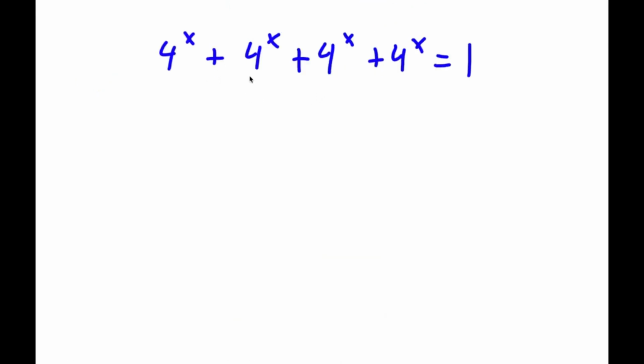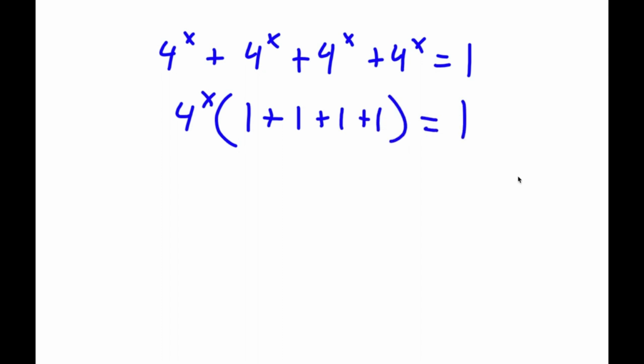Alright, so I have 4 to the power of x plus 4 to the power of x plus 4 to the power of x plus 4 to the power of x is equal to 1. Now the first thing I'm going to do is, because my left-hand side has all our terms being 4 to the power of x, I'm going to factor out 4 to the power of x. So now I have 4 to the power of x times, well, 4 to the power of x divided by 4 to the power of x is 1, because anything divided by itself is 1, and because all my terms are 4 to the power of x, I have 1 plus 1 plus 1 plus 1, and this is equal to 1. Now, if I simplify what's in the parentheses, I get 4 to the power of x times 1 plus 1 is 2, 2 plus 1 is 3, 3 plus 1 is 4, so I have 4 to the power of x times 4 is equal to 1.